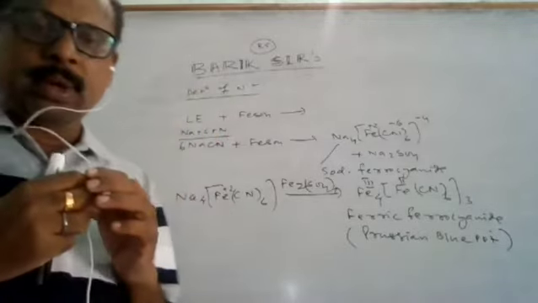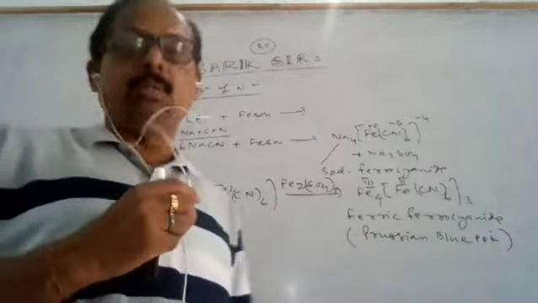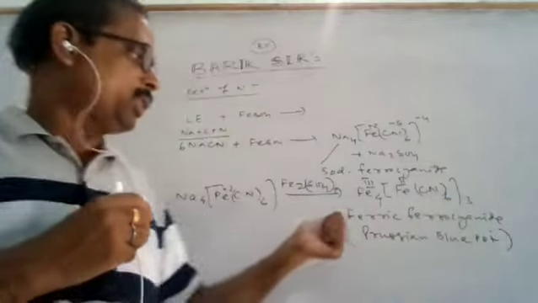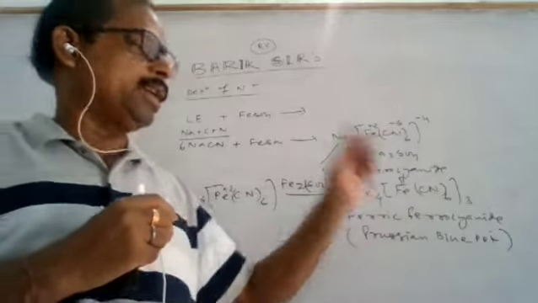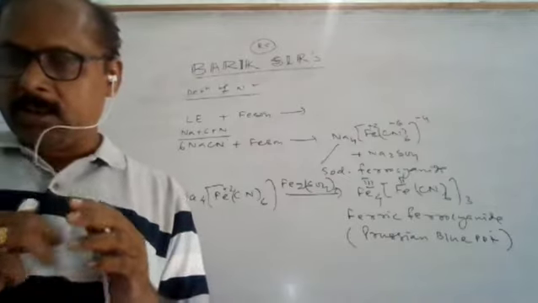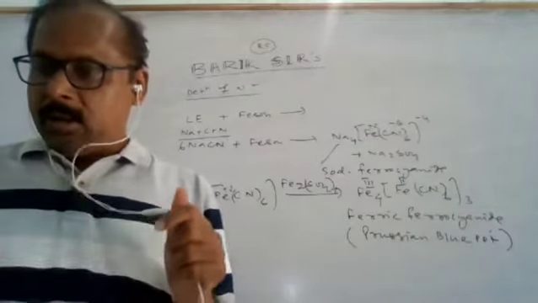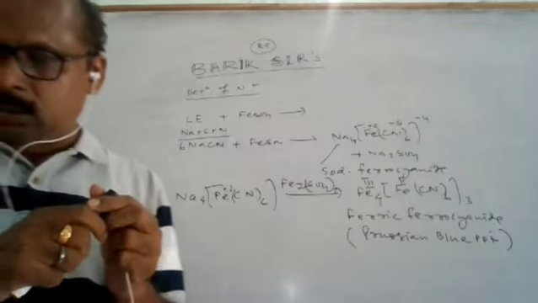So what is the oxidation state of the iron in Prussian blue precipitate? In a Prussian blue precipitate, one iron is in the +3 state and another is in the +2 state. Two oxidation states of iron are present. That is the Prussian blue precipitate. But here I have to tell you one thing.